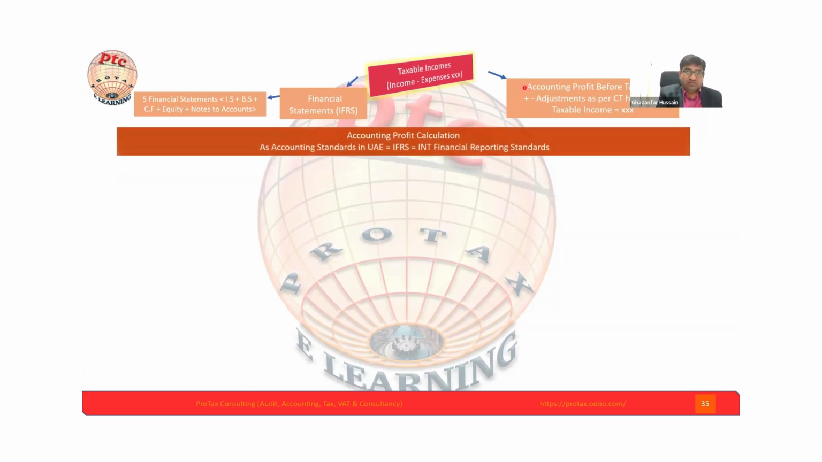Let's move to the next. Accounting profit calculation. As per the accounting standard IFRS, the accounting team has to prepare the financial statement as per the applicable IFRS. Then the financial statement will be handed over to the tax professional, tax accountant team, or the tax department.